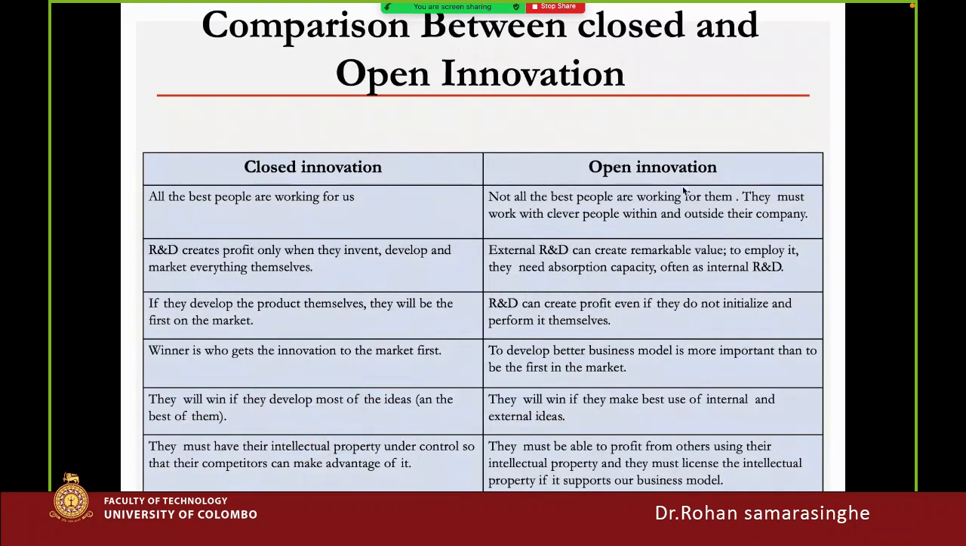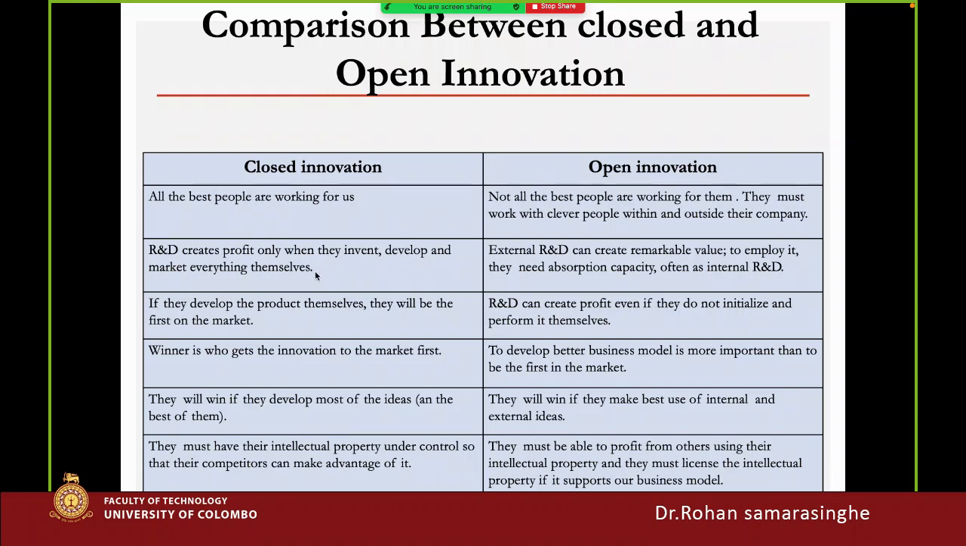And when you compare open and closed innovation, in closed innovation, first, all the best people are working. They get the most experienced as well as qualified people for this. But in open innovation, not all the best people are working for them. They must work with clever people outside of the company. The clever people, those who have some innovative ideas, can be encouraged to contribute to the company. And R&D creates profit only when they invent, develop, and market everything themselves.